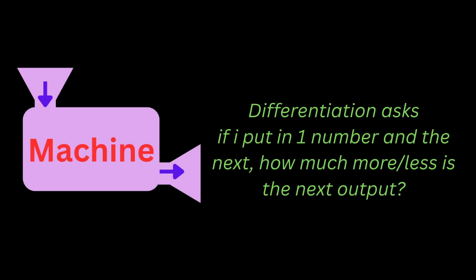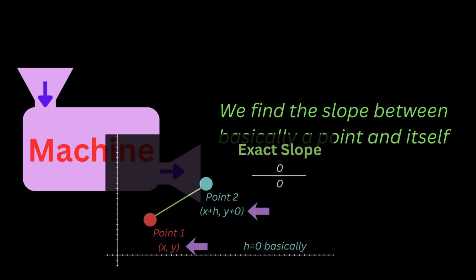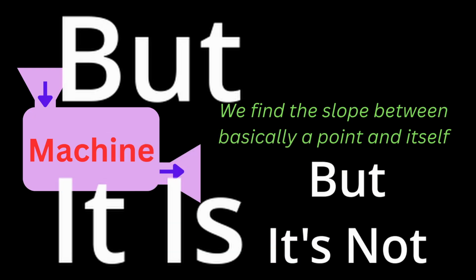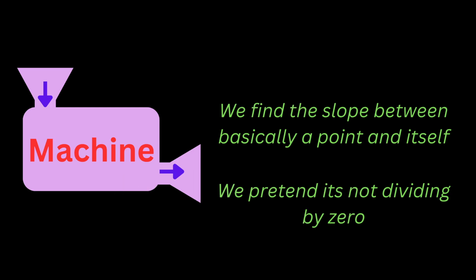So differentiation is simply finding the slope, the rate of change, of one of these input-output functions, but when it constantly changes, so it's a curve. So we cheat by finding the slope between essentially what is a point and itself, but it's not, but it is, but it isn't. If we pretend a distance of 0 between our 2 points of measurement isn't actually 0, right until the last second, we can actually find a value output by the end. And that's the goal of differentiation.